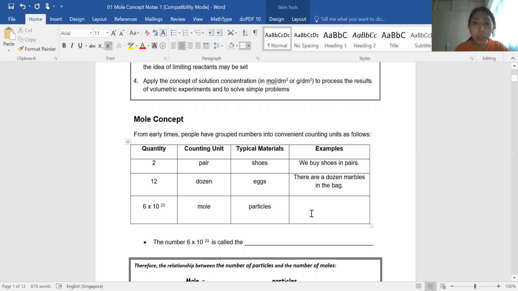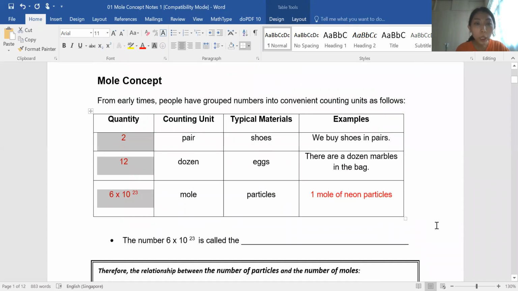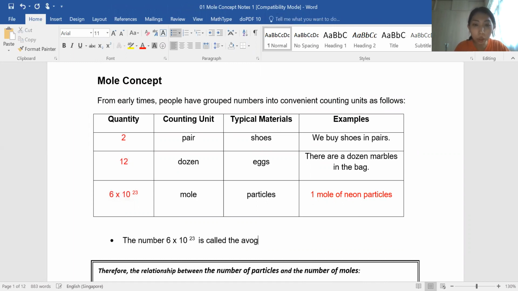So when we say there's 1 mole of, for example, neon atoms, it means that there are actually 6 times 10 to the power of 23 particles of neon atoms. Now let me change these things to be copied in red, so it will be easier for you to know that all these things need to be copied. So what is this special number, 6 times 10 to the power 23? It is known as the Avogadro constant.